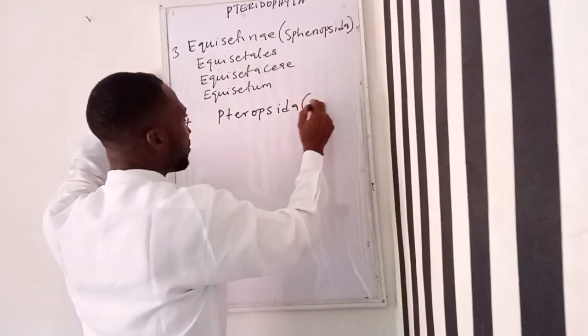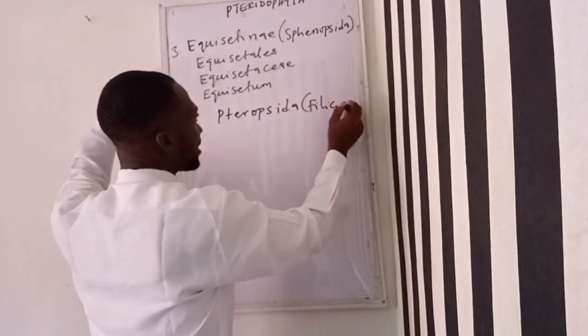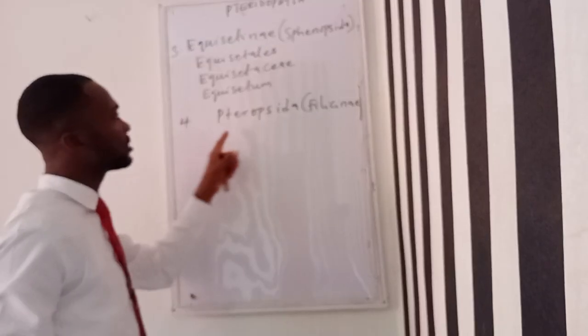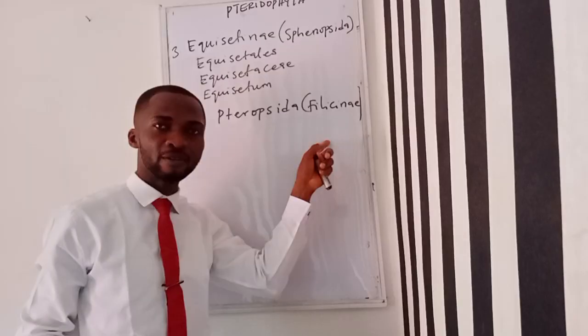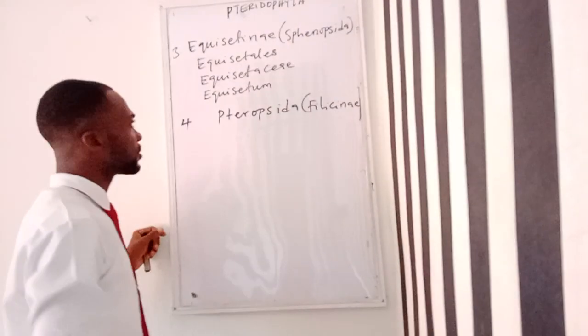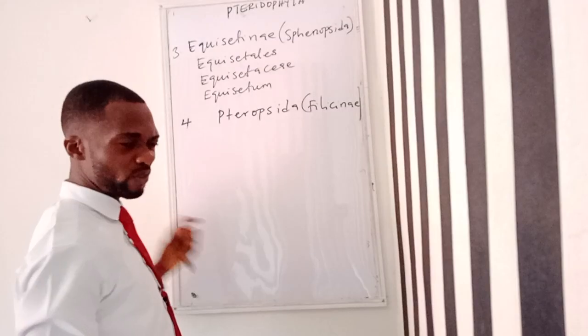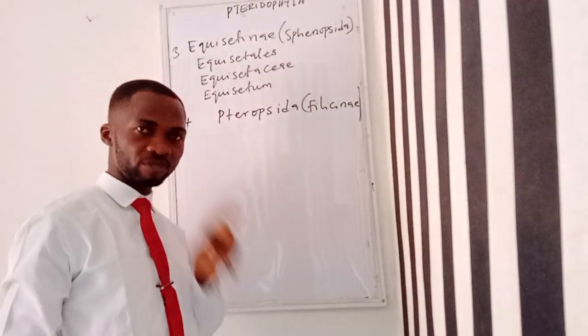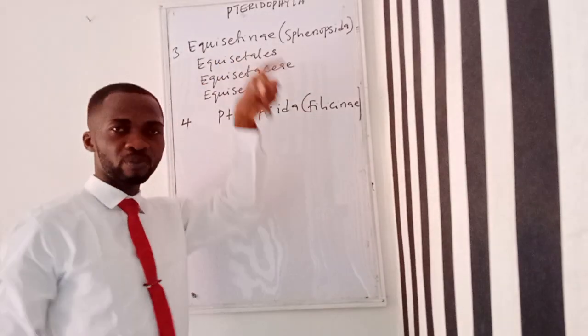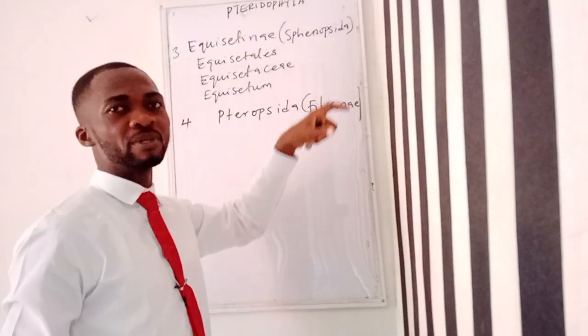Pteropsida or Filicinae. Do you call it the Pteropsida or the Filicinae? The Pteropsida or the Filicinae. So this Pteropsida or Filicinae, of course, is the most advanced group of Pteridophyta. The Psilotopsida or Psilophytinae is the most primitive group.